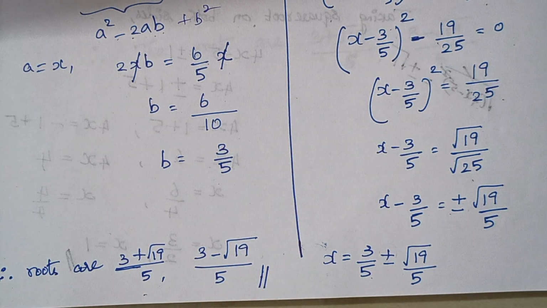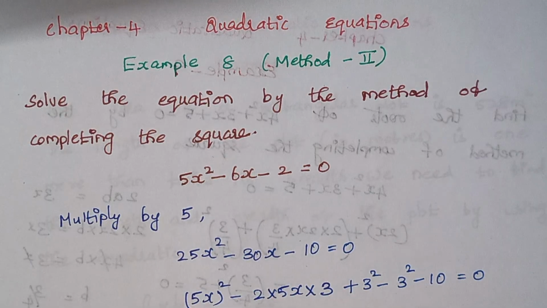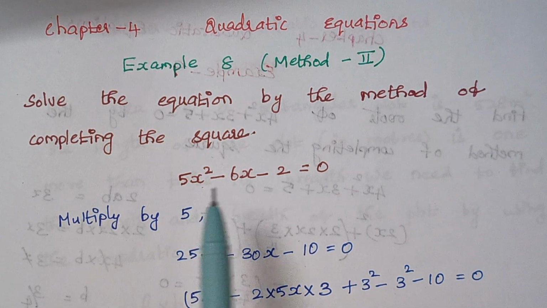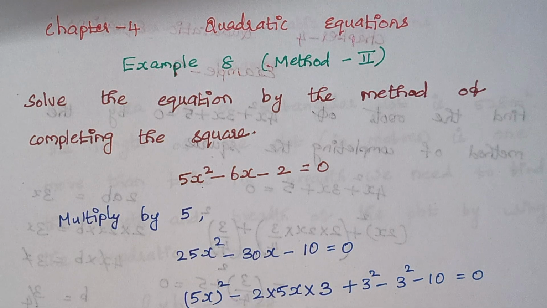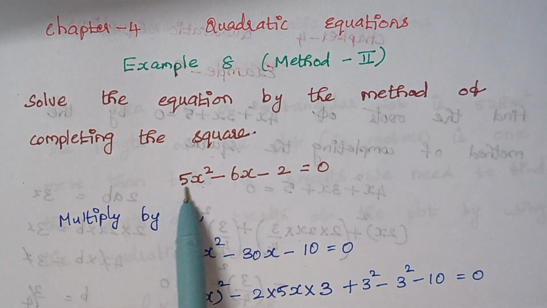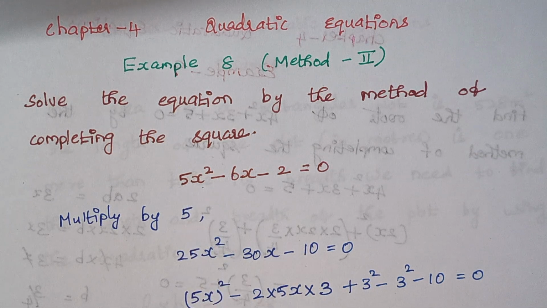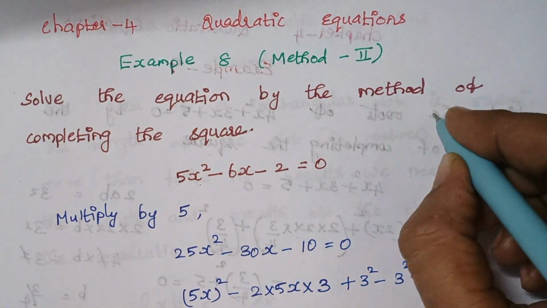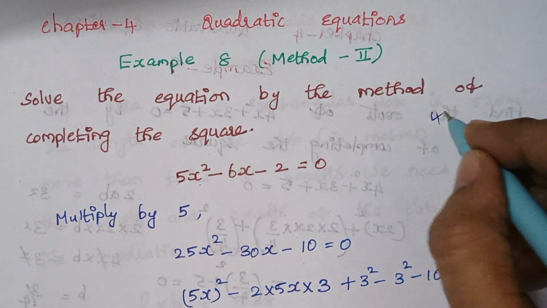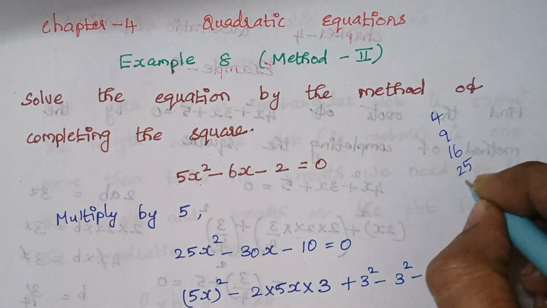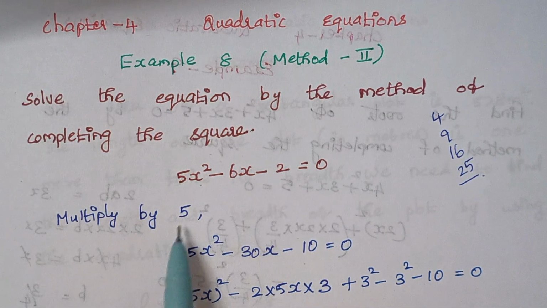Now we will proceed with our method 2. In this method, we are trying to make the first term a perfect square. So here you see, when you multiply 5 by what number does it make a perfect square? What are all the perfect squares we have? First list them down: 2 square is 4, 3 square is 9, 4 square is 16, and 5 square is 25. So here I have 5.